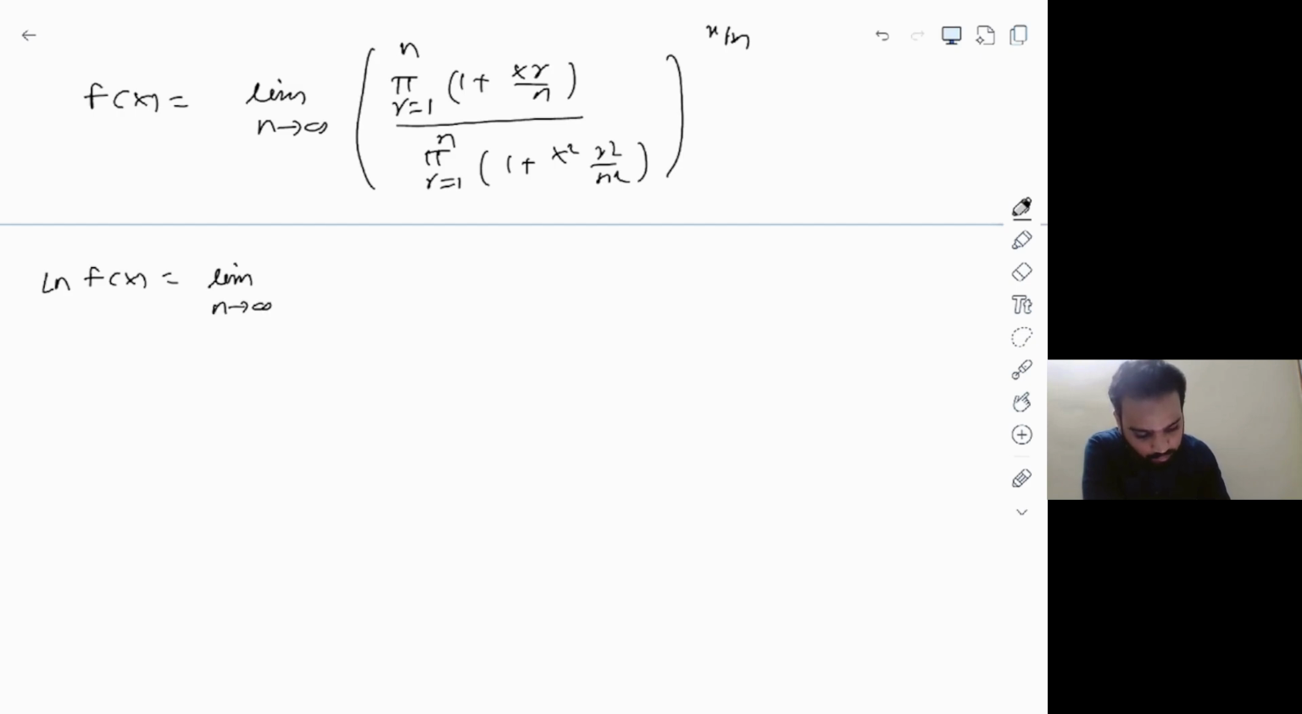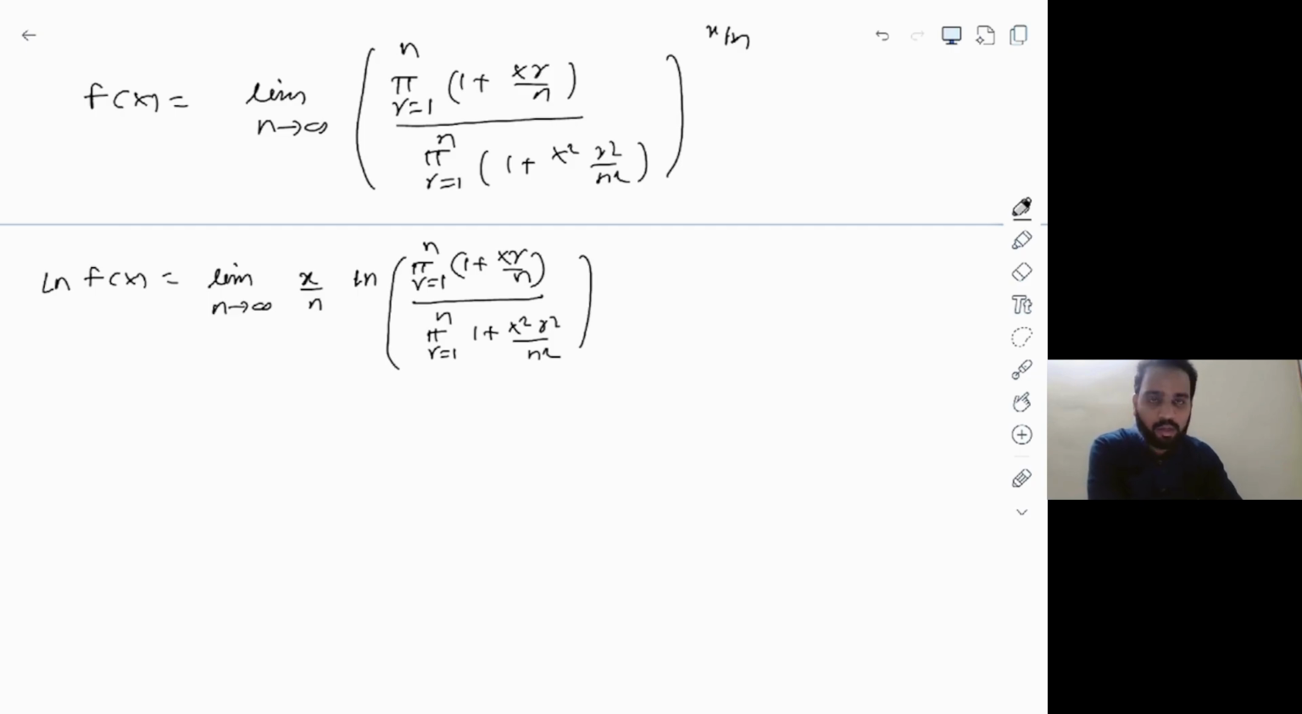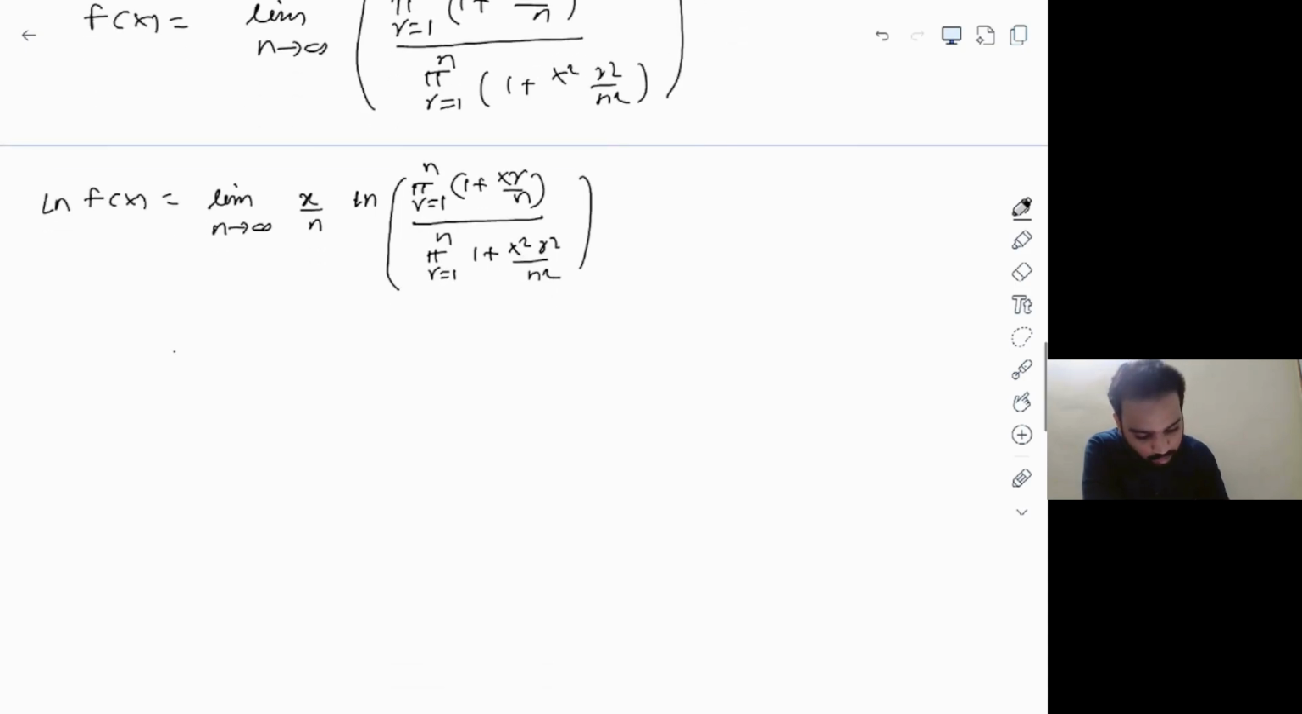Limit n tends to infinity, this becomes x by n multiplied by, and this will be ln of pi r is equals to 1 to n, 1 plus xr by n whole divided by pi r is equals to 1 to n, 1 plus x square r square divided by n square. Okay. So this is after applying logarithm on both sides. But what is the advantage with this one? Here this is log of a by b form, which can be written as log a minus log b. So I'm going to do that. This becomes, moreover, here in this limit x is a constant, right? And I'm going to take it outside.